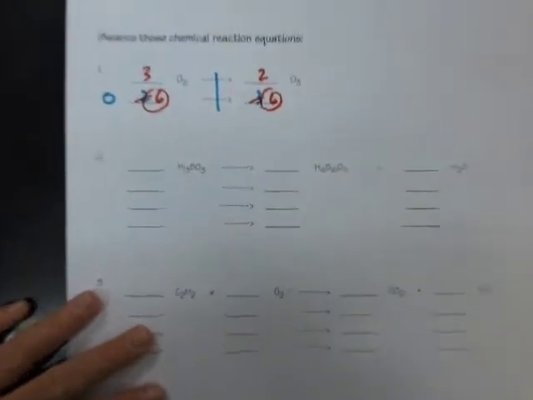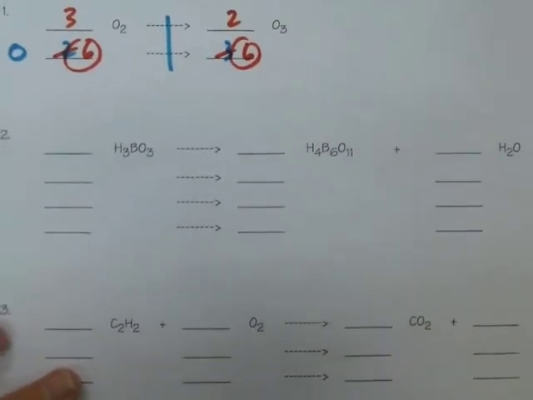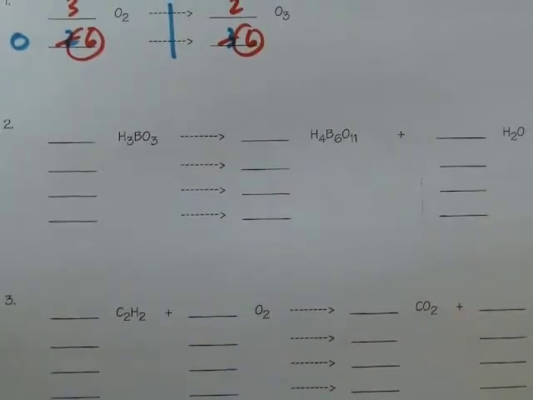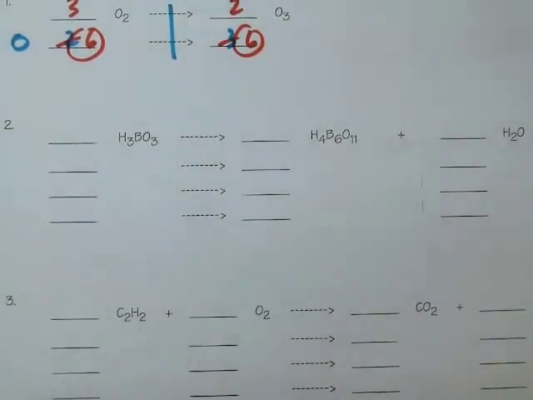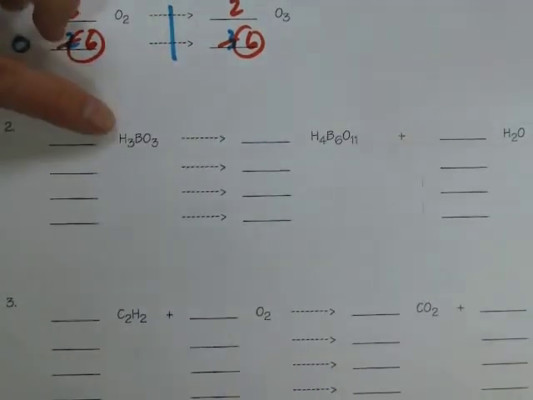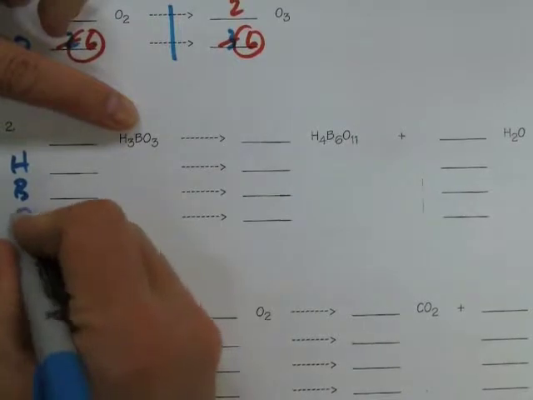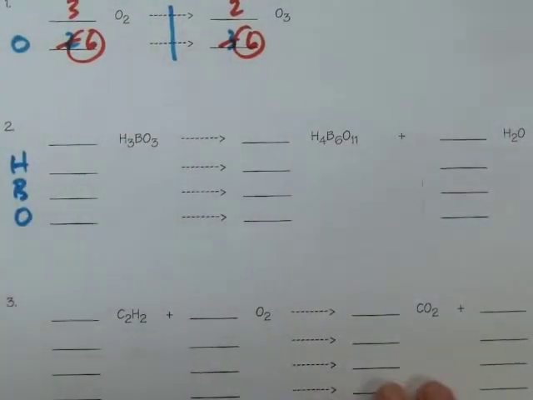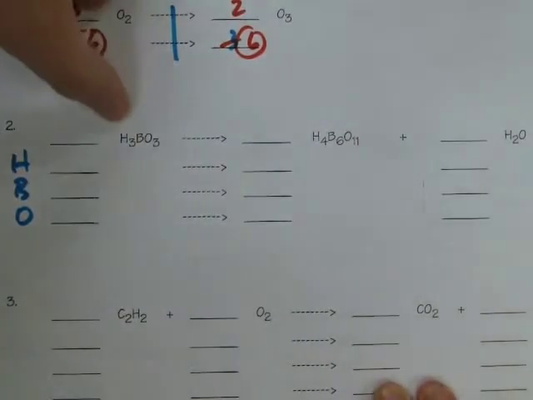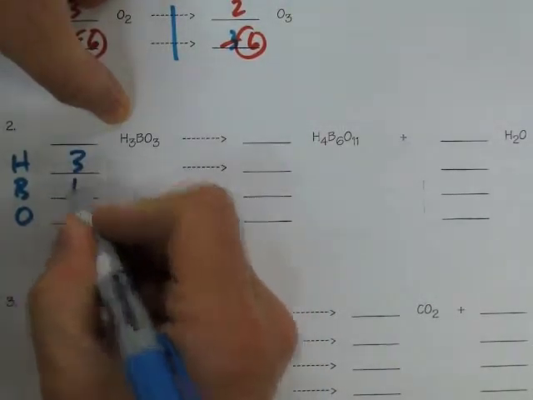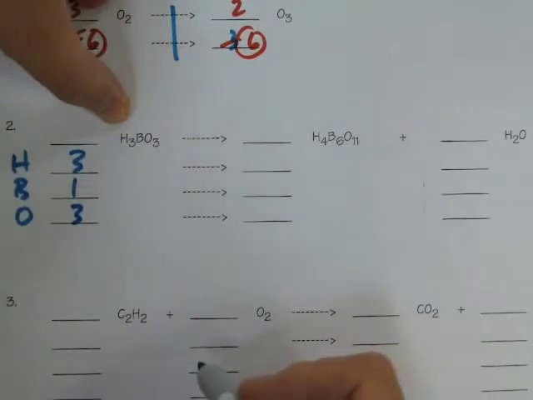Okay, good focus there. Now in this example we've got more substances. We'll begin by listing the elements down the side. We have hydrogen, boron, and oxygen. And I'll keep track of how many atoms of each element in each compound in the space below. There are 3 hydrogens, 1 boron, and 3 oxygens.